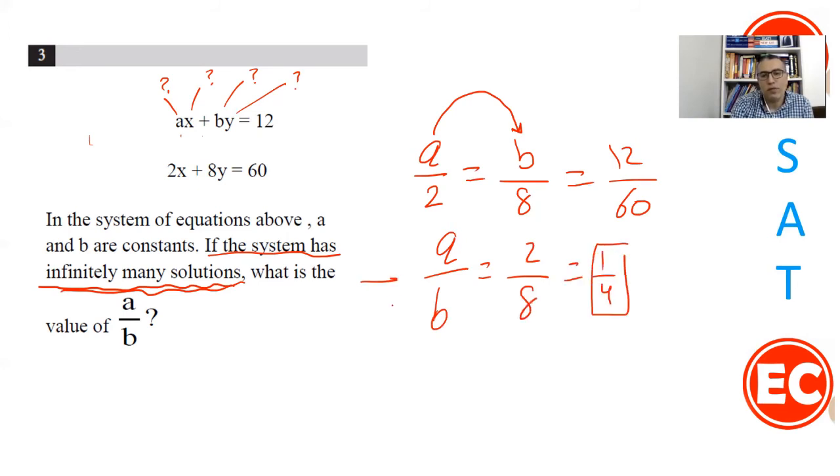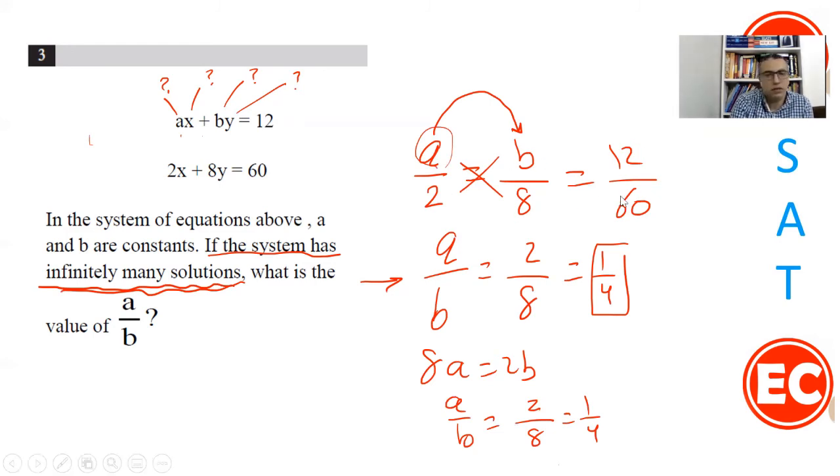What if you don't know? I can use cross multiplication. 8a is equal to b. So a over b is equal to 2 over 8, which is equal to 1 over 4. What if I figure out the value of a as 12 times 2 divided by 60, and the value of b as 12 times 8 divided by 60? It's okay, no problem, but it will take a lot of time from your test time.